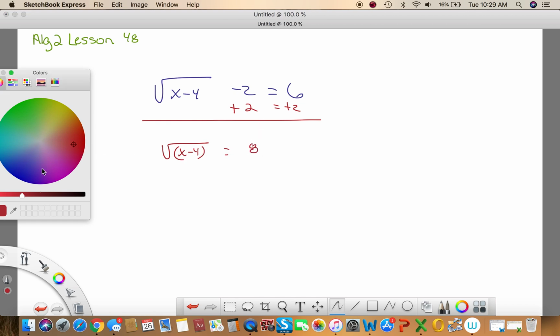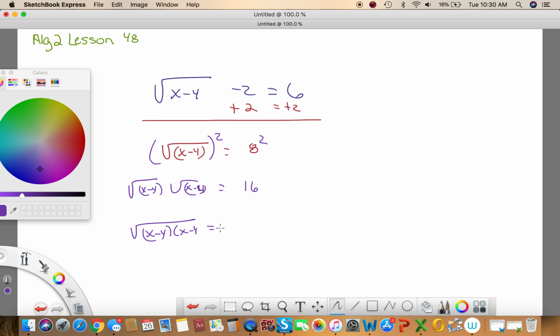So I need to solve. To do this, I'm going to square this, right? Because if I square it, then I have the square root of x minus 4 times the square root of x minus 4. But what I do to the one side, I must do to the second side. So I get 16, right? So by definition of radicals, I've got x minus 4 equals 16. Now I can solve this.